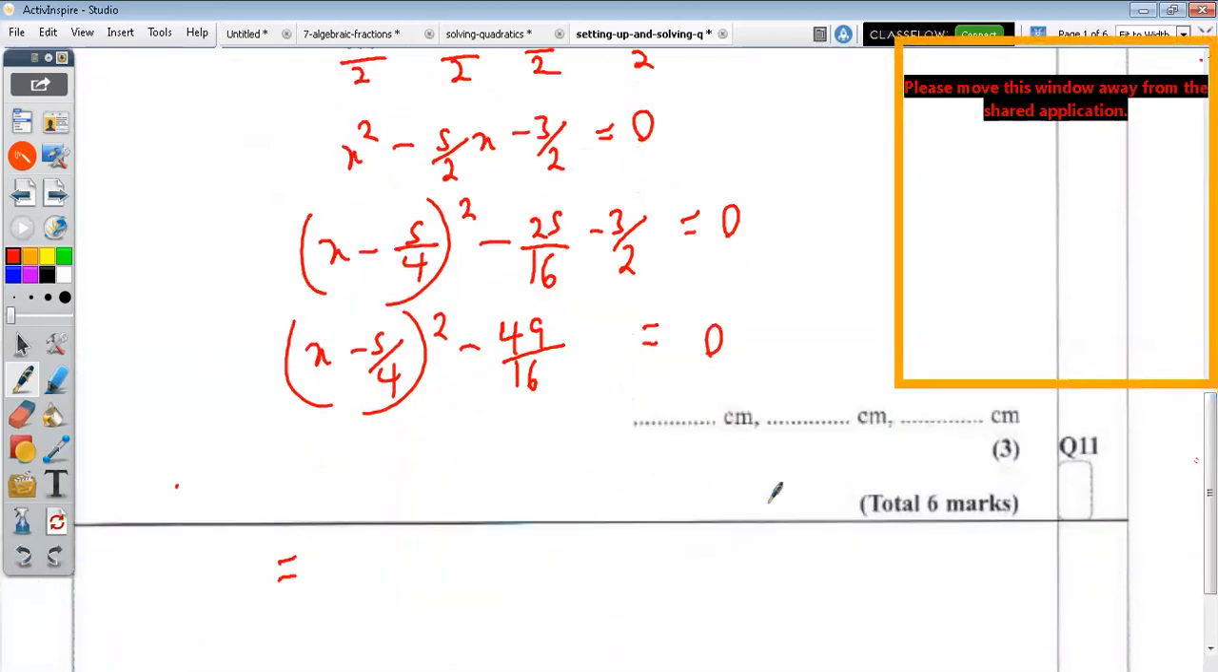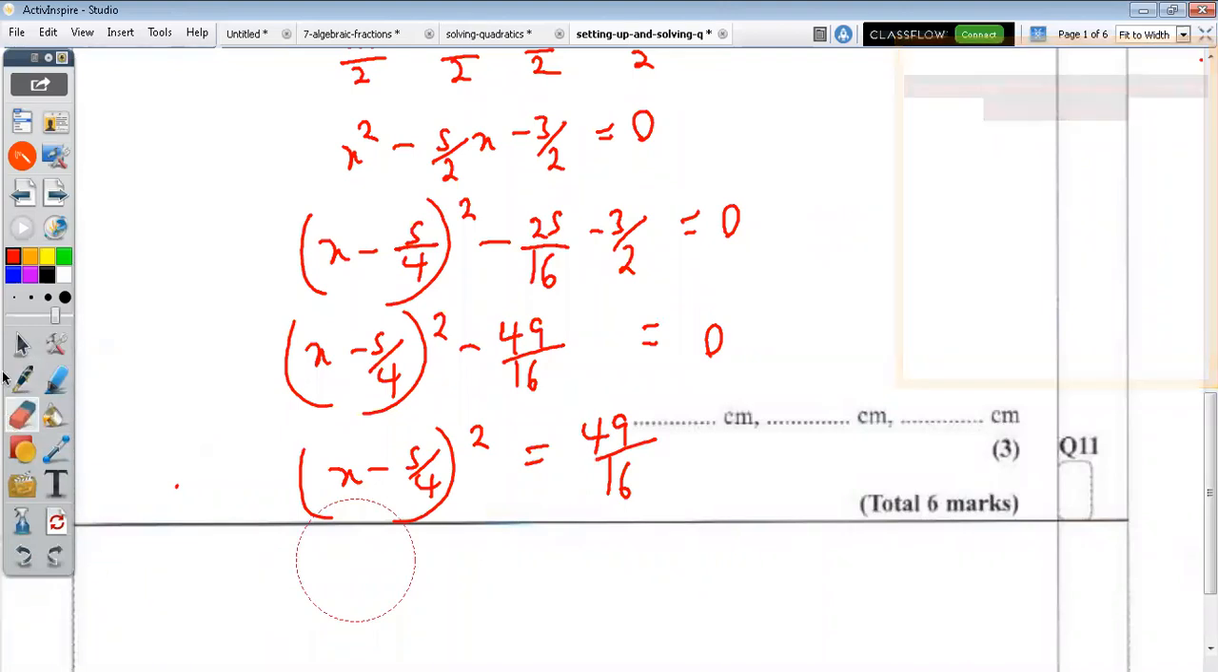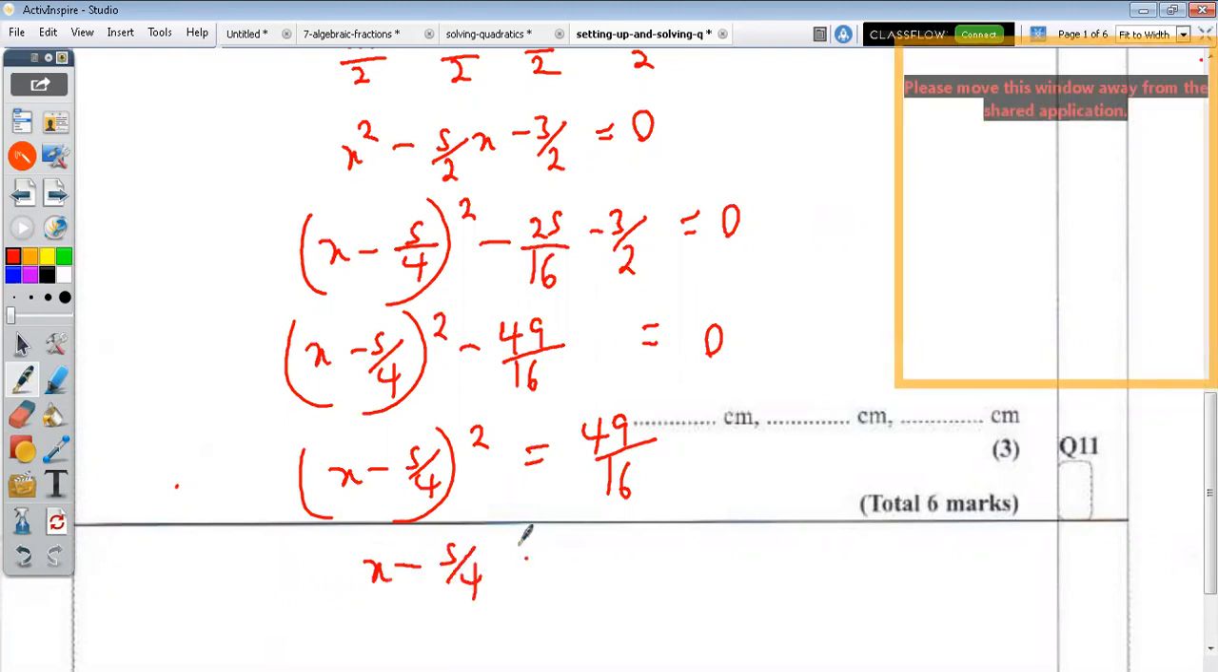Now, move that to the other side so that we get x minus 5 over 4 squared is equal to 49 over 16. Now take square roots of both sides. So if you take square roots of both sides, it's x minus 5 over 4 is equal to plus or minus. What is the square root of 49? 7. Square root of 16 is 4. Clear? You see that? Then move that to the other side.